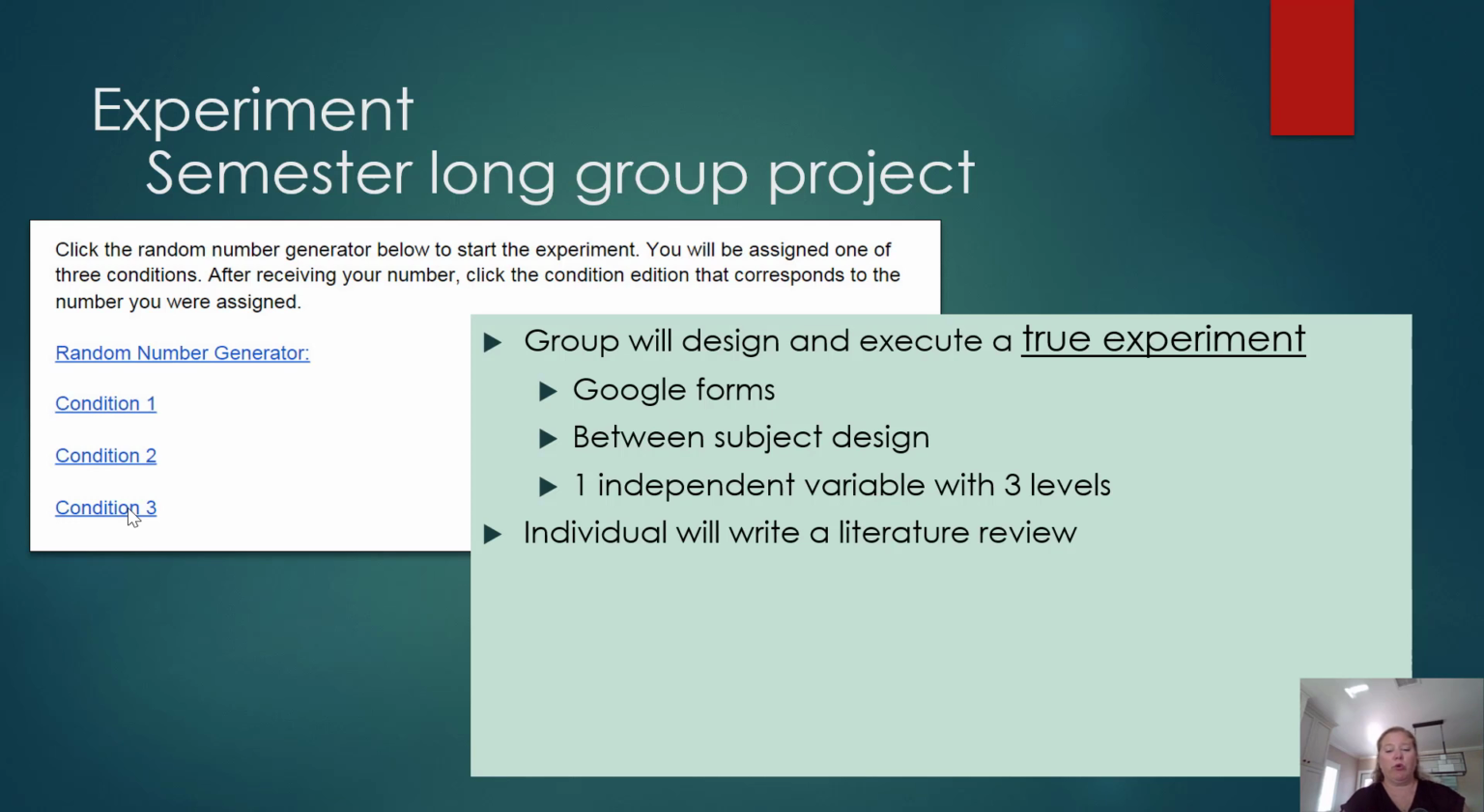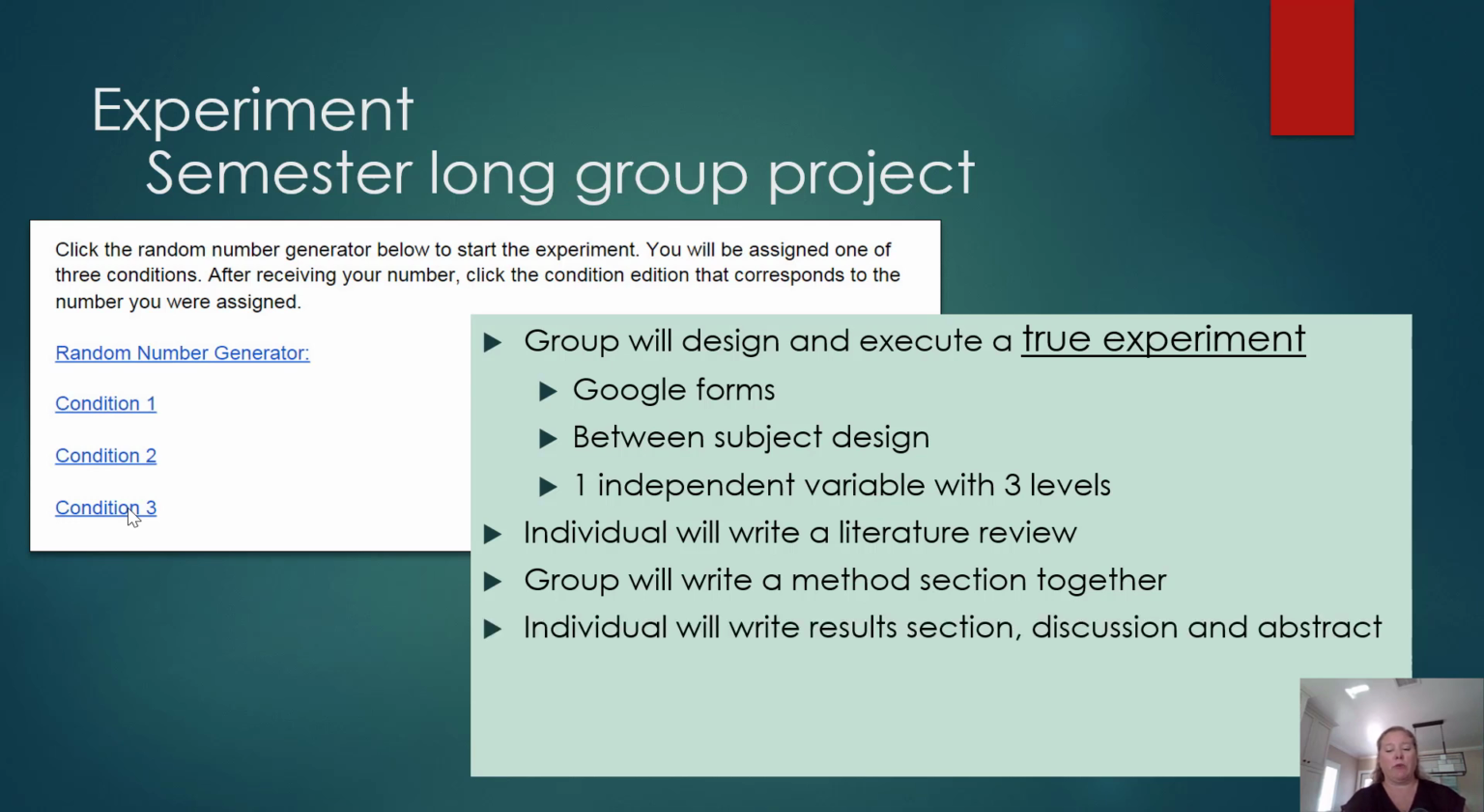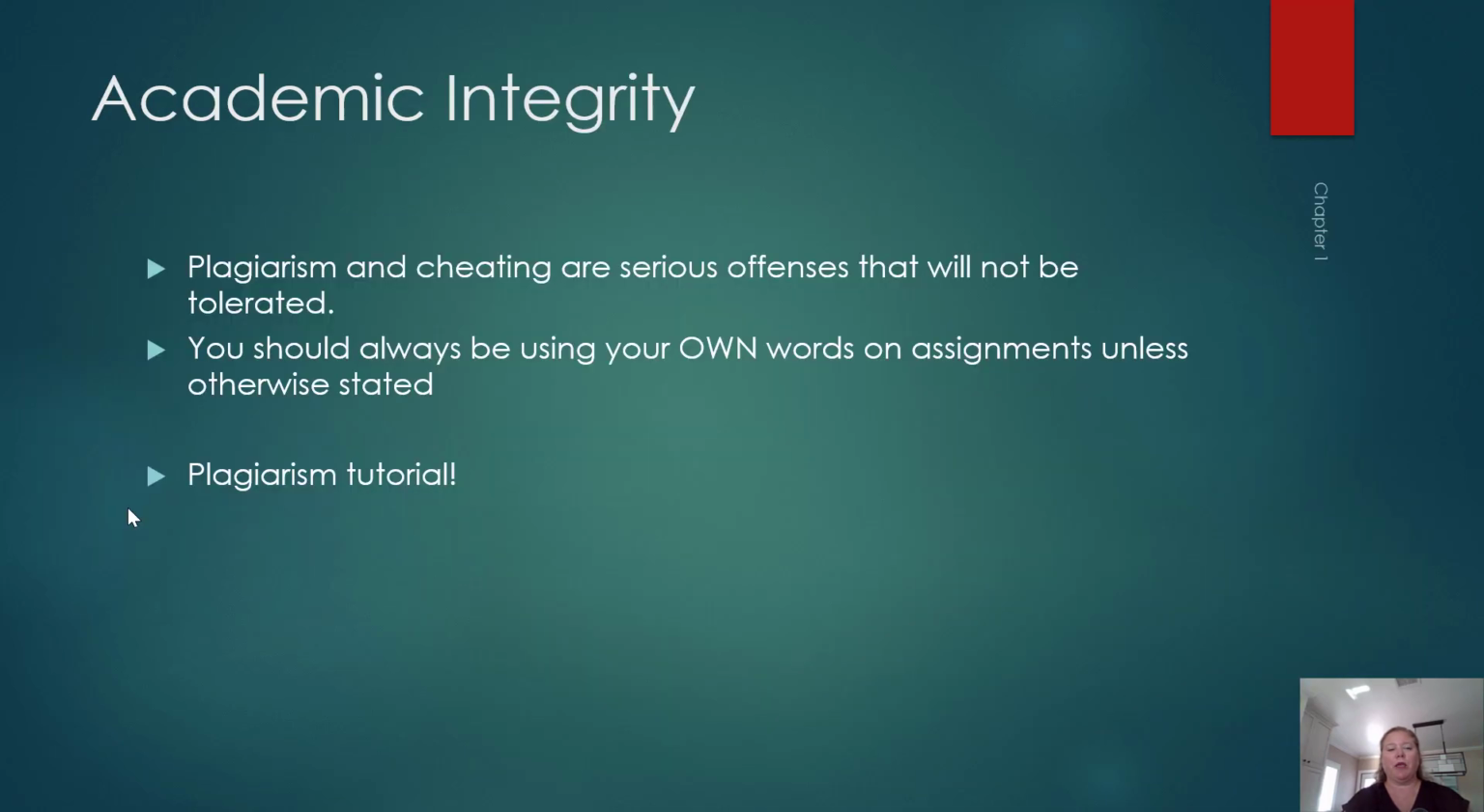Each individual will write their own literature review with their own peer-reviewed articles that they've read. Once that literature review is turned in, you will design an experiment as a group, and then you will write a methods section together for that experiment. We will conduct the experiments, and then you'll come back and write a results section, a discussion section, and an abstract on your own. You'll turn that all into a final research paper at the end of the semester.